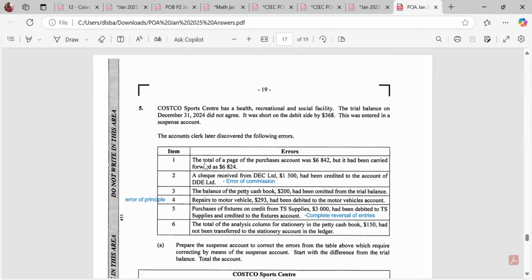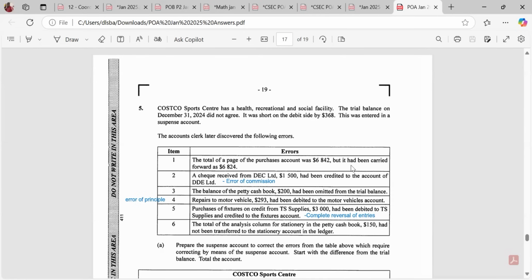The first error, the total of a page of the purchases account was 6,842, but it was carried forward as 6,824. So that was an error that happened on the purchases account only. Would that affect the trial balance? Yes, it would. Remember, for the trial balance to balance, the debit side and the credit side must be equal. If it's affecting the purchases account only, it's only affecting one side. So that would cause the trial balance not to balance, right?